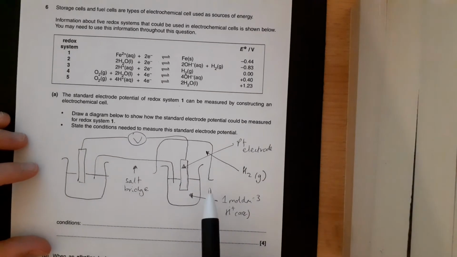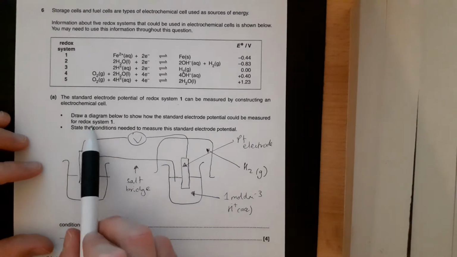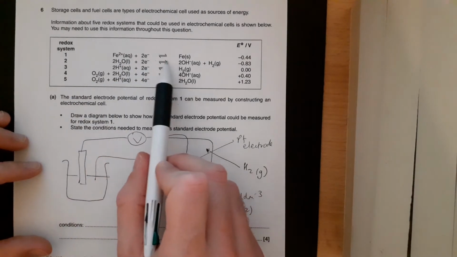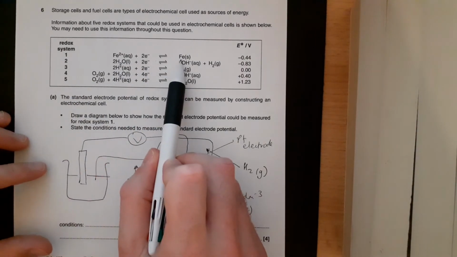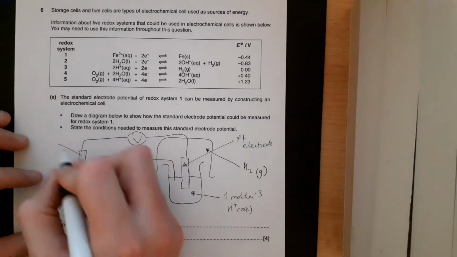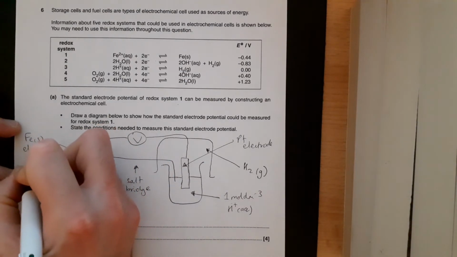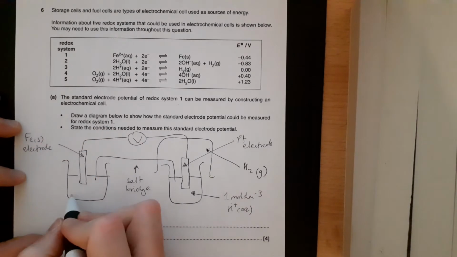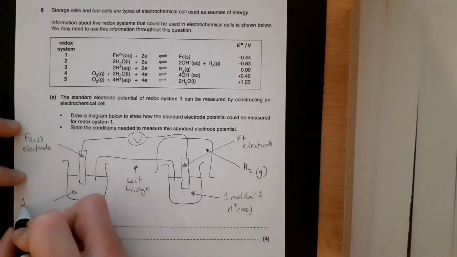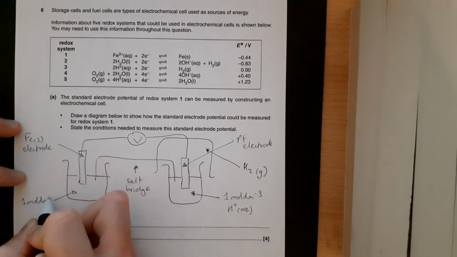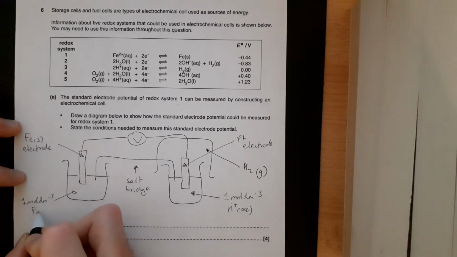So that's our standard hydrogen electrode, and then this needs to be redox system 1, which is this iron. It's Fe2+, and Fe is a solid. So therefore, this is going to be a solid iron electrode. And then this is going to be a solution of 1 mole per decimeter cubed Fe2+.